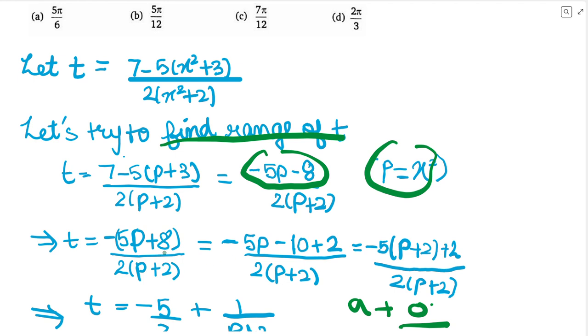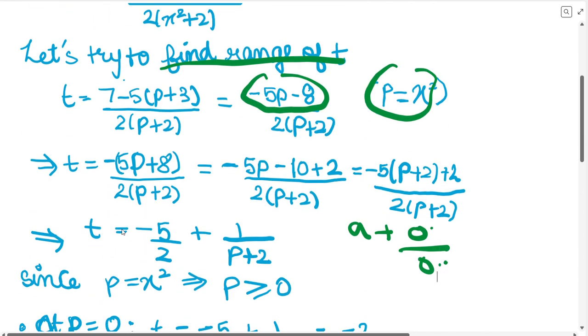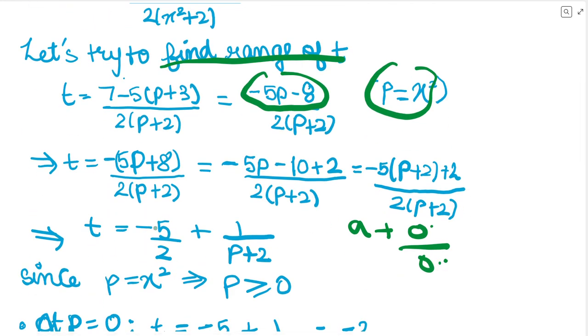We are writing minus 5p minus 8 as minus 5 times p plus 2, minus 8 as minus 10 plus 2, very simple. Why did we break it down like this? Because 5 is a multiple of 10. So we can generate p plus 2 here, and when p plus 2 cancels out, we get one constant term, minus 5 by 2, and we get 1 upon p plus 2. So there is no variable term in the numerator, only in the denominator. This is going to help us.